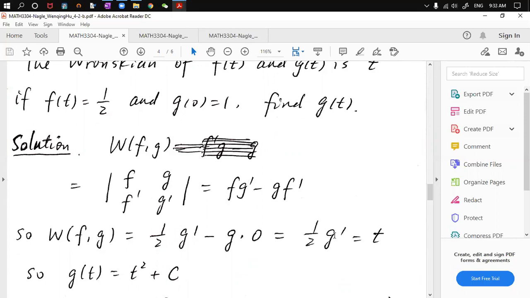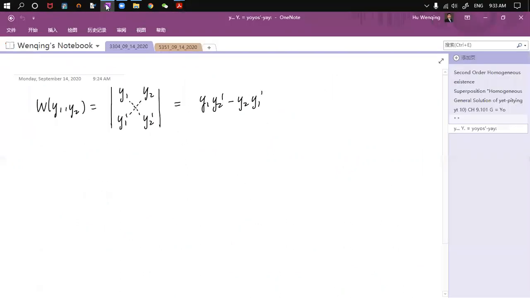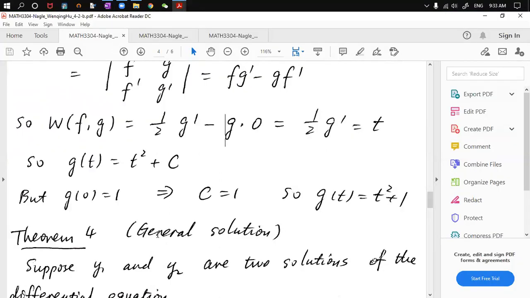That's going to be 1/2 g prime equals t, so g(t) is t squared plus a constant. That's an easy differential equation that everybody knows how to solve. Then you put t equal to 0, since g(0) is 1, and it tells you the constant is 1. Therefore, you have the solution: g(t) is equal to t squared plus 1.